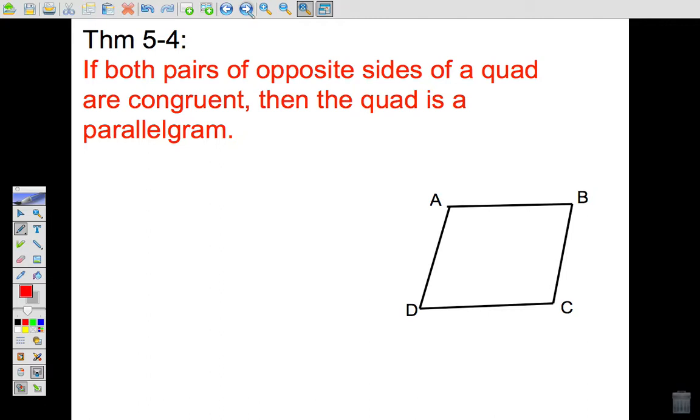Now in the figure that I have here, if I'm able to take this four-sided figure, this quad ABCD, and if I know that these sides are equal and these sides are equal, you know what? It's got to be a parallelogram. That is one way I can show that this four-sided figure, or this quadrilateral, is a parallelogram.